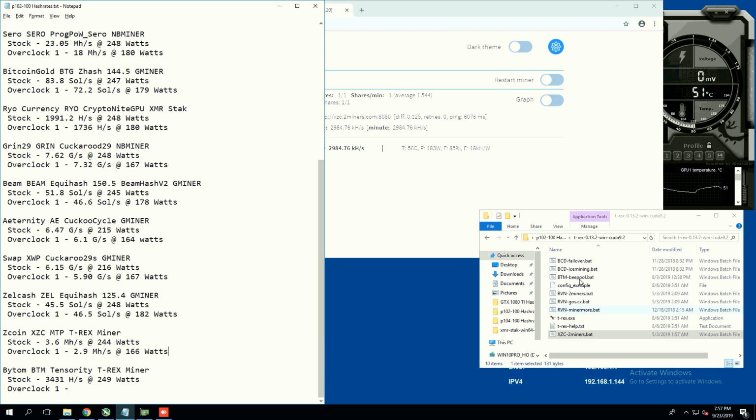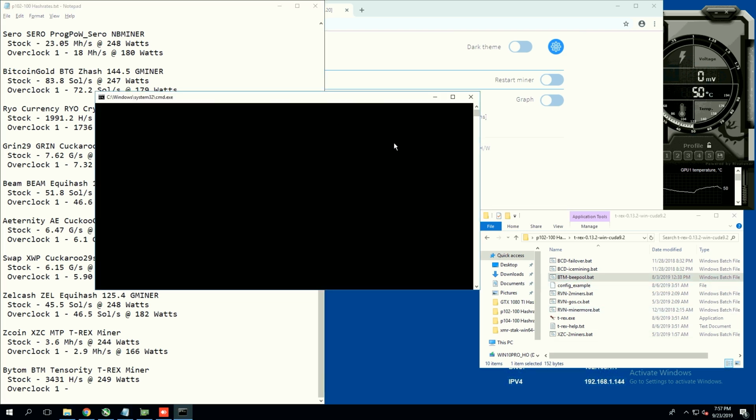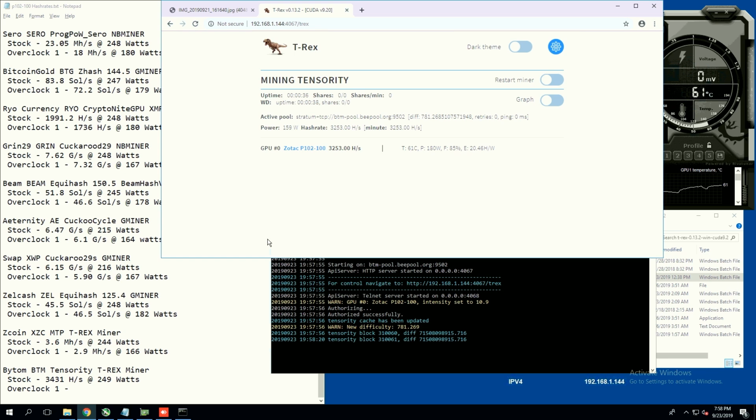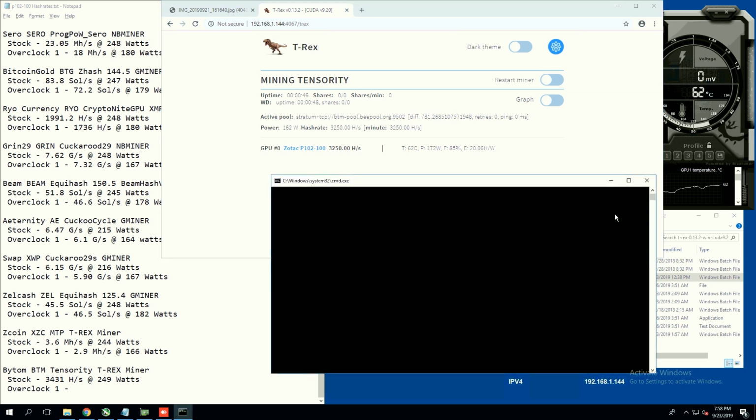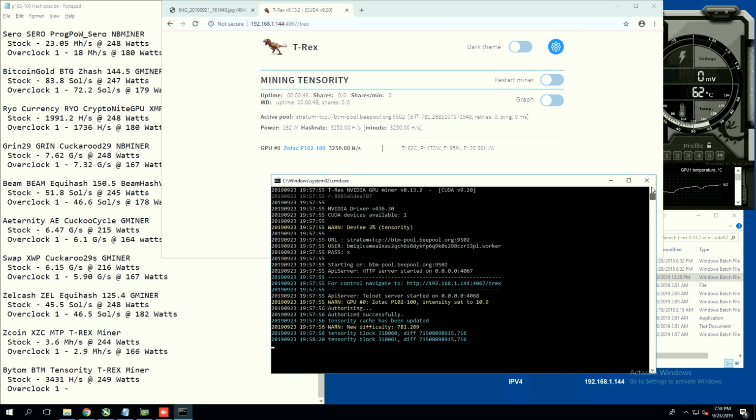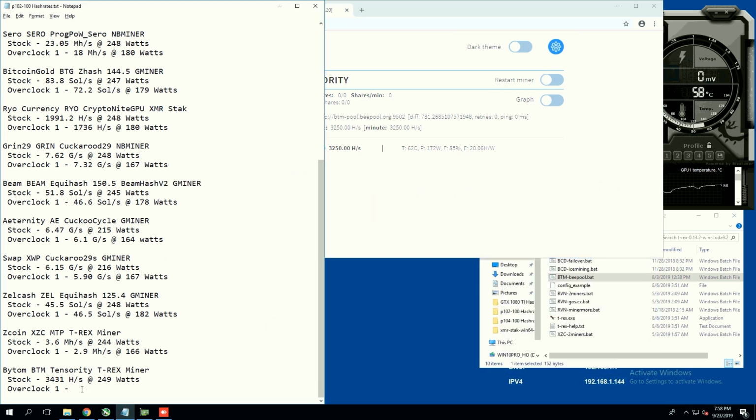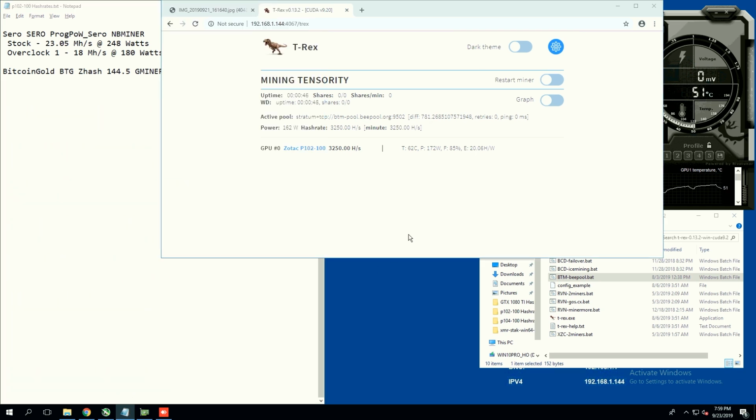Okay, next up we're going to be doing Bitum. So I'm going to let this run for a little bit. Okay, so with Bitum stock, we're getting 3,400 hashes per second at 249 watts. And now with Bitum with 73% power limit, we are getting about 3,250 hashes at 162 watts. Okay, wow. I'm not sure if some of you mine Bitum, but 3,250 hashes, it sounds like a lot. I definitely haven't mined Bitum before. 162 watts.